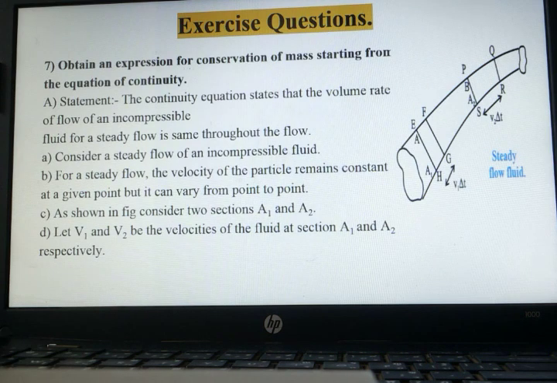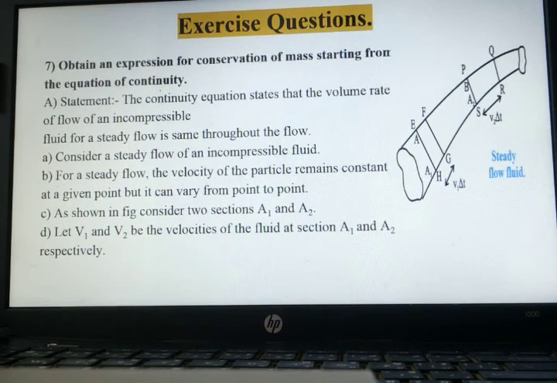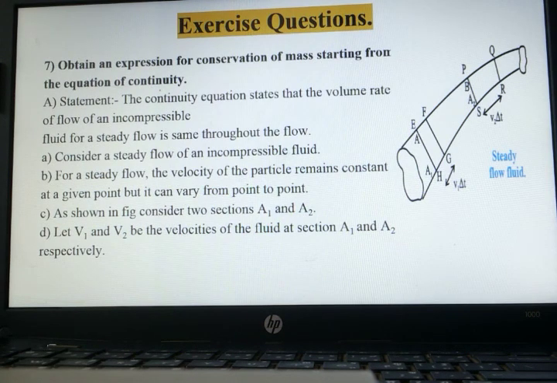Next one, obtain an expression for the conservation of mass starting from the equation of continuity. We have already done this equation of continuity in the last lecture only. I think you already know it, so I'll just be reading it. Okay, try to understand. The continuity equation, first of all, is a statement which you should know.